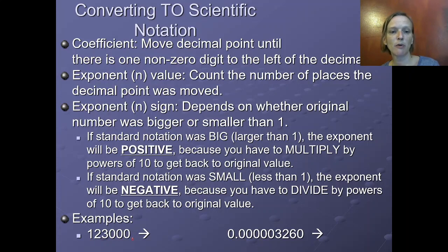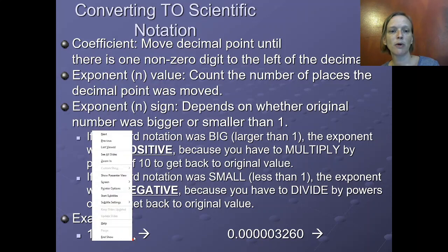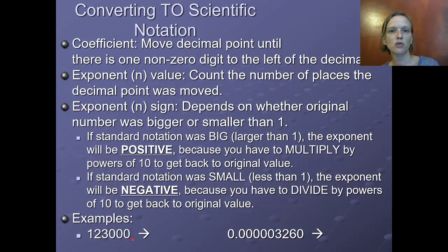First, remember, my decimal point is implied to be here, even though it's not written. I'm going to move the decimal point until there's just one non-zero digit to the left of the decimal. So I'm going to move it 1, 2, 3, 4, 5 times. So what number do I have here? I'm left with 1.23 when I move that decimal point. Now these zeros were not significant, so I'm not including them here in my answer. I have my coefficient, it's 1.23.